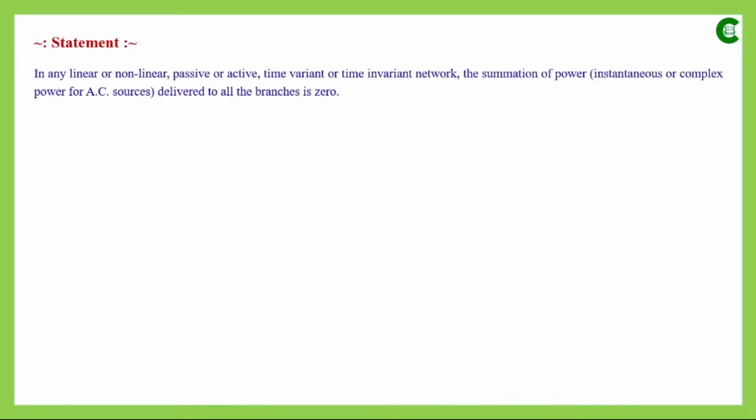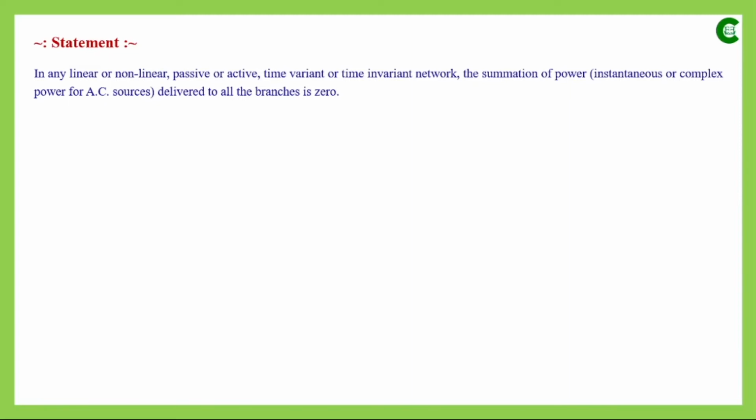This theorem states that in any linear or nonlinear, passive or active, time variant or time invariant network, the summation of power, if it is an AC circuit, then instantaneous or complex power for AC sources, delivered to all the branches is zero. That means, as per this theorem, the total power delivered by all the energy sources in the network will be equal to the total power absorbed by all the passive elements in the same network.